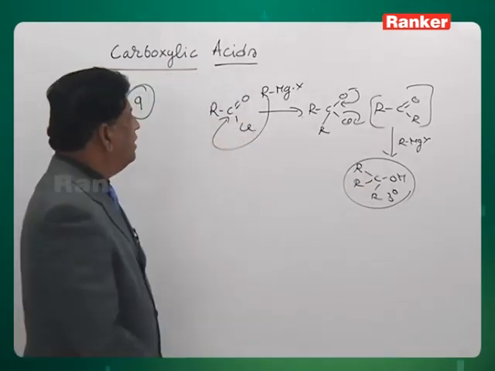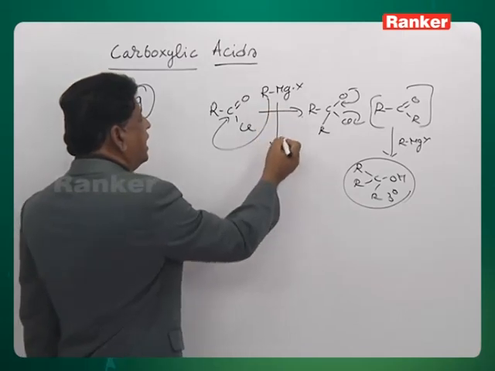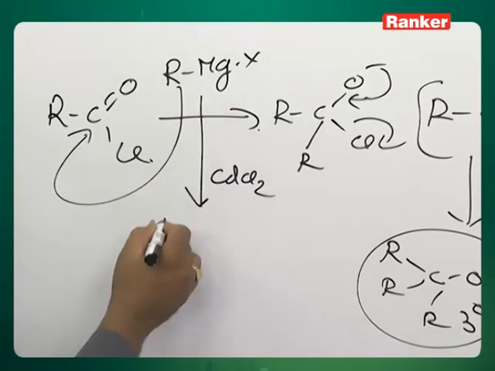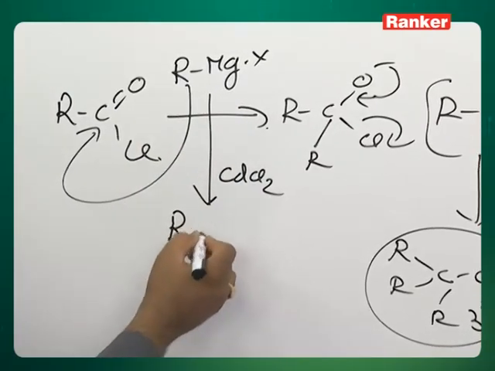Therefore, you treat RMgX with cadmium compounds. If you add cadmium chloride, this converts into the dialkyl cadmium.